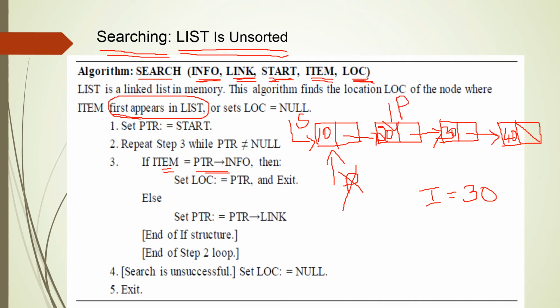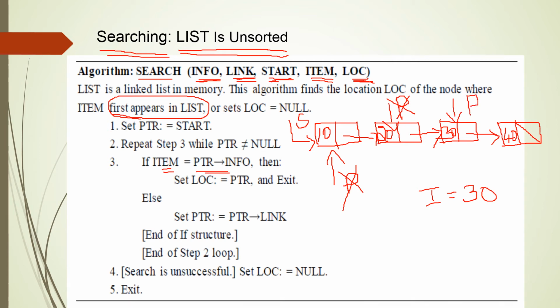It comes to this node, and it goes back to here. It's a while loop. PTR not equal to null. Condition is true. Item is equal to PTR of info. So item is 30. PTR of info is 20. Again the condition is evaluated as false. It goes to the else part. Then PTR is equal to PTR of link. Then PTR will be removed from this. It goes to the next node. PTR goes to the next node.